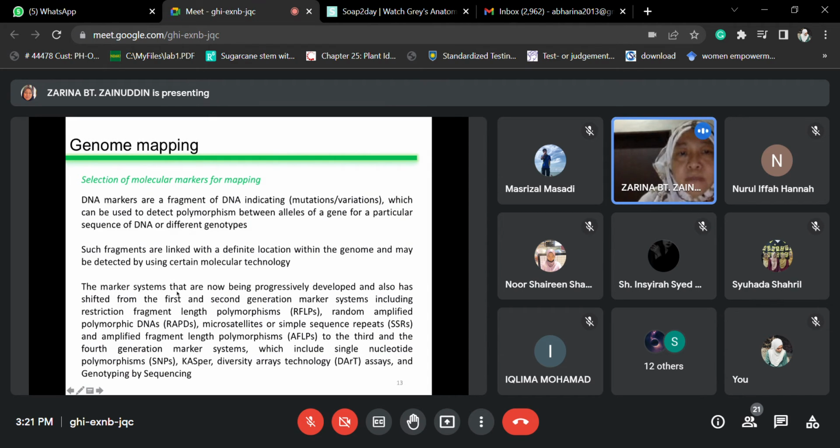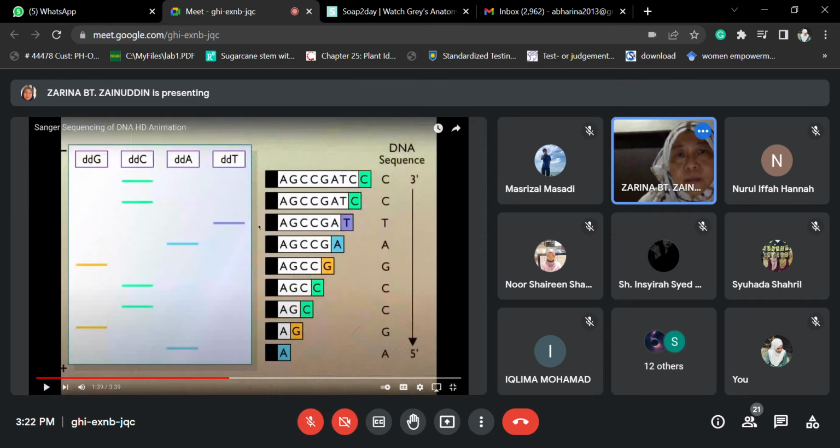Okay, so there are different types of marker systems. For example, you have RFLP, which is based on restriction fragment length polymorphism. Okay, we have RAPD, random amplified polymorphic DNA. We have microsatellites, or we call them simple sequence repeats. We have AFLP and other types, the new generation of marker systems, which includes SNP, which is single nucleotide polymorphism, CAPS, we have diversity arrays technology, and also genotyping by sequencing. Okay, so let's try watching YouTube on RFLP.